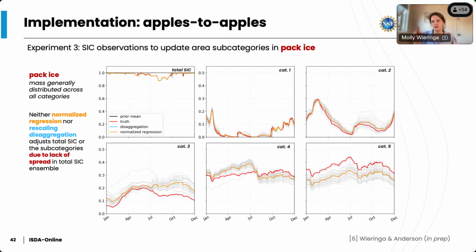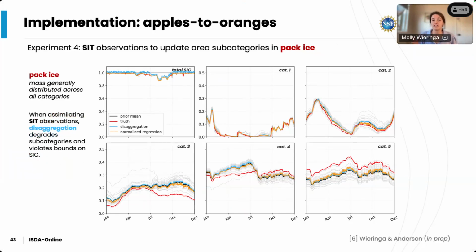However, you'll note that in the individual category subplots, there is spread in the subcategories. And so in theory, we might be able to use information from other observations of the CI system to get around this limitation. When we assimilate observations of sea ice thickness, for example, and do a kind of apples to oranges comparison, we can find that we shift the subcategory estimates away from the prior ensemble mean, which is a step forward. And we note that in this case, disaggregation degrades estimates of the subcategories.